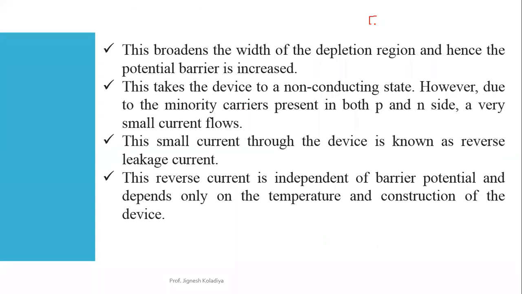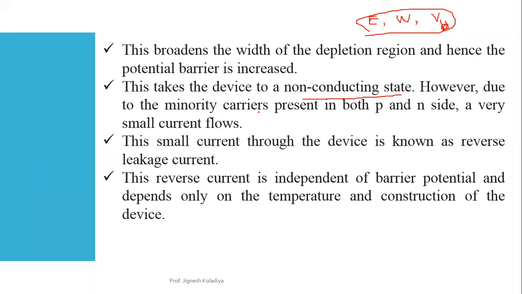So the field intensity, the width of the depletion region, and the barrier potential VB, all three are increased, and this takes the device to a non-conducting state. That's why I told you that in this case the diode is not going to allow the current.